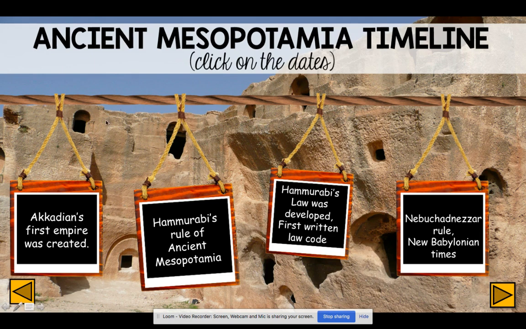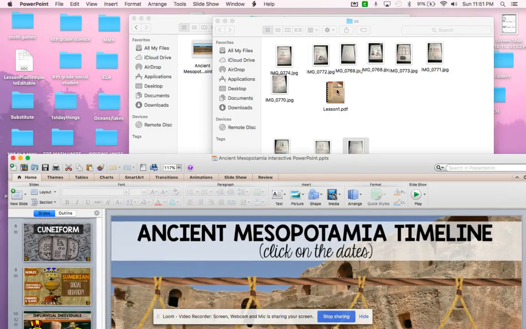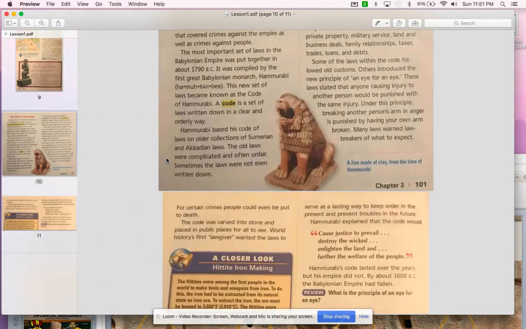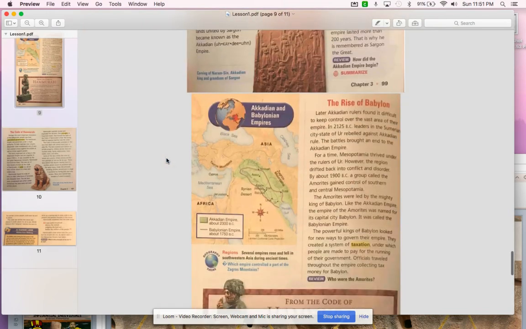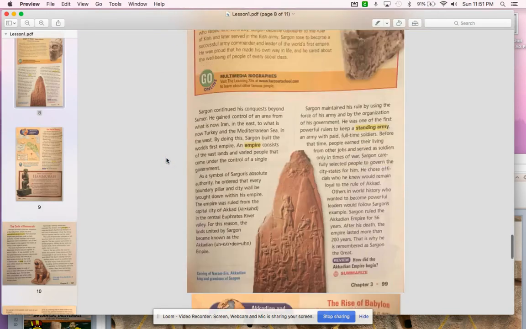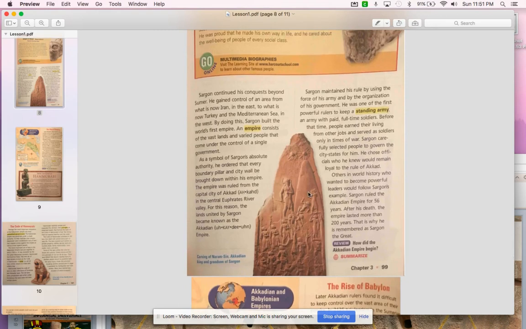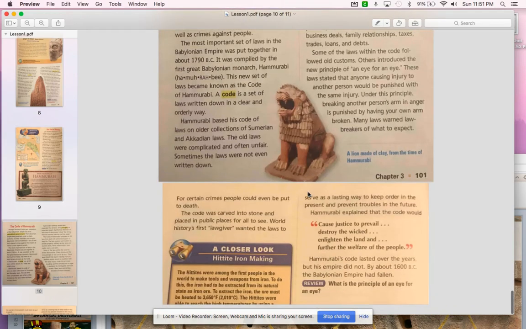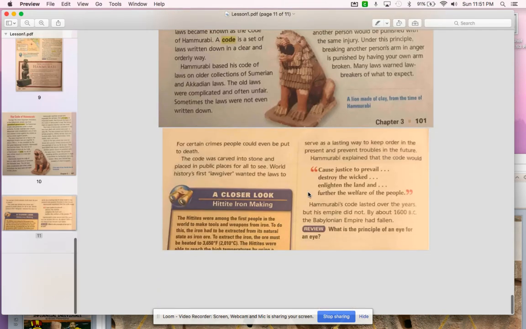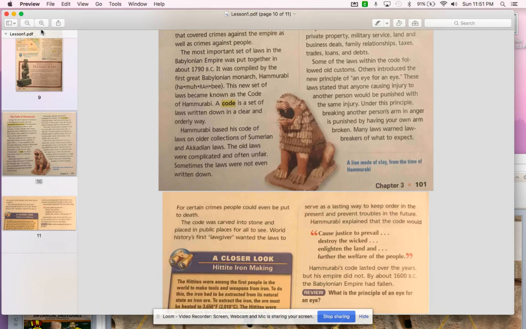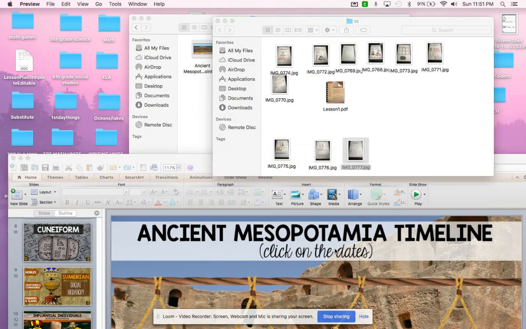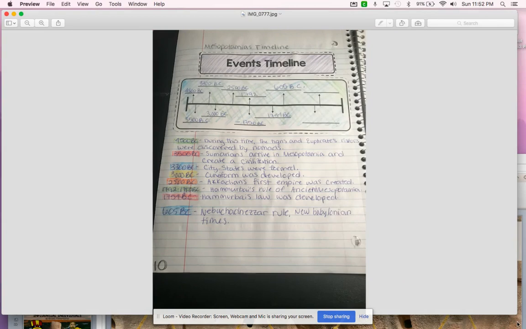Okay. We don't really talk about Nebuchadnezzar too much, but if we look in our reading, let's see if they talk about him here at the end. We talk about Sargon and Akkadian. We talk about the code. No? Okay. Perfect. So that would be your timeline, and you're going to fill it in. Again, it should look something along the lines of this.